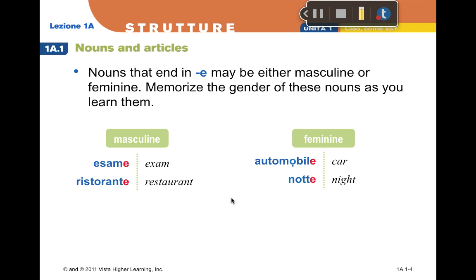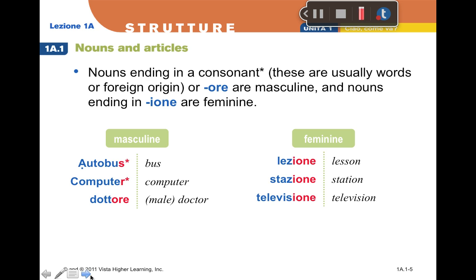So what happens when we have words that end in E? And that's the problematic issue. Esame, ristorante, automobile, notte. They all end in E. How do I decide? How do I figure out whether they're masculine or feminine? Usually, with the usage of the language, you memorize the gender of the nouns as you learn them. The article will tell you the gender, and we will learn that in a few minutes. The adjectives will help you. Okay, there are some tips that we can use.